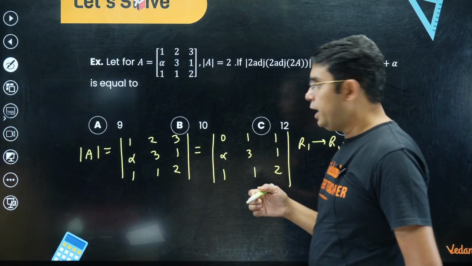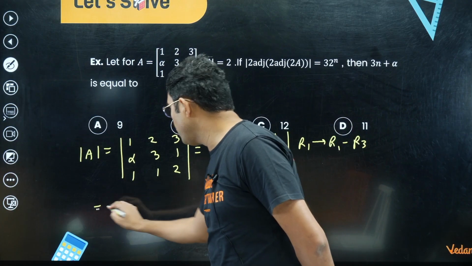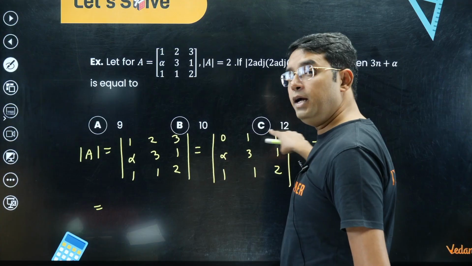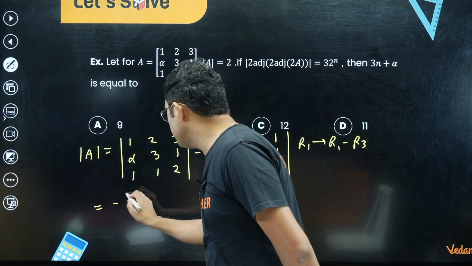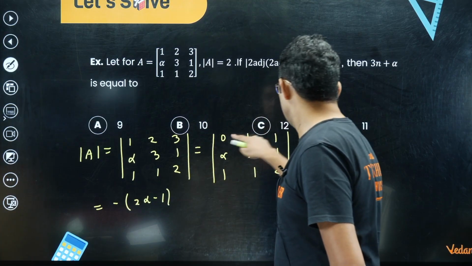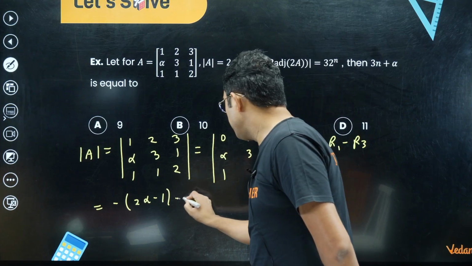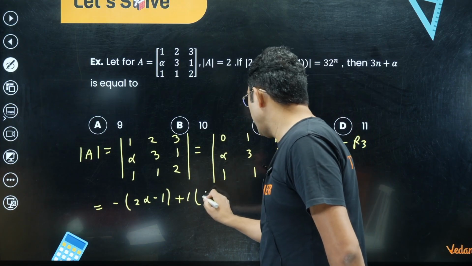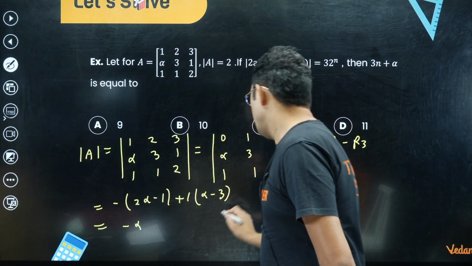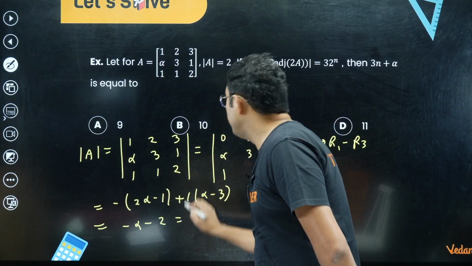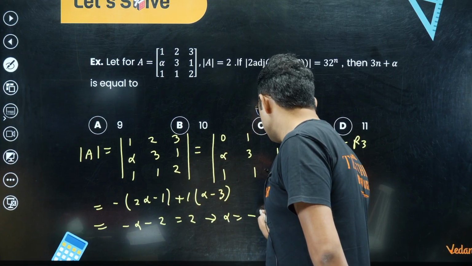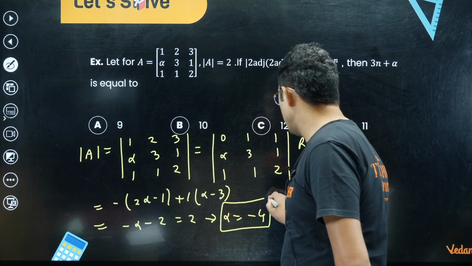You may prefer not to use this because I am not getting 2 zeros in a single row, but still at least one 0 I am getting. So if I open along the first row now, minus 1 will be multiplied with 2 alpha minus 1, plus 1 multiplied with alpha minus 3. So this becomes equal to minus alpha minus 2, and we are given this as 2. So the value of alpha is coming out to be minus 4. The value of alpha is equal to minus 4.